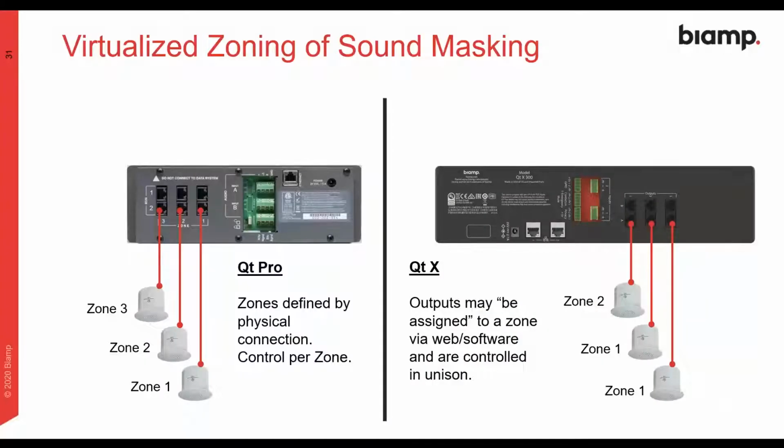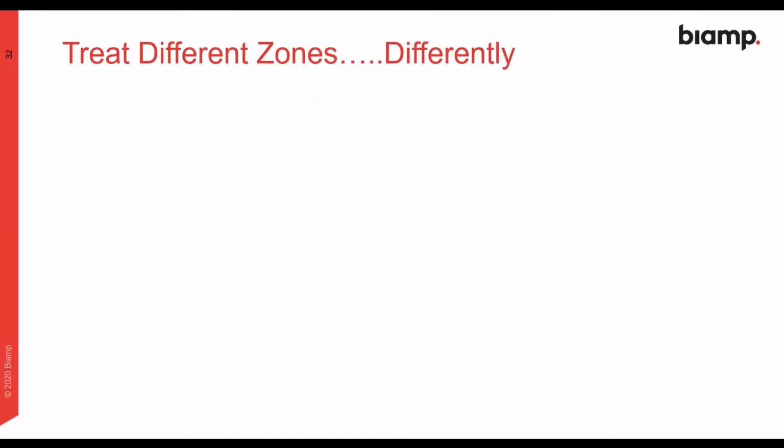So, a quick word about the way that virtualized zoning works in QTX. In QT Pro, as you may have seen in the past, the zones are defined, the outputs are tied to the zones, and they're named that way on the back. In QTX, it would be in outputs. We can create any groups of outputs to become our zone. And when they're assigned in a zone, they work in unison.